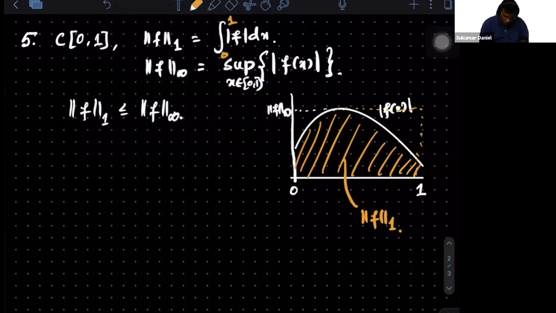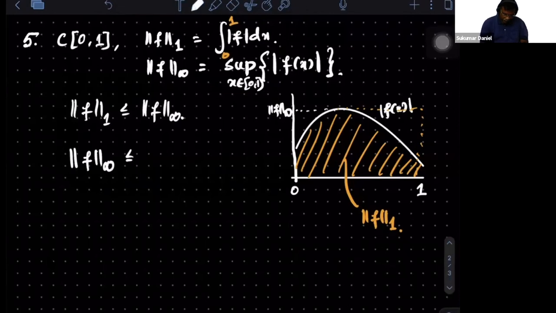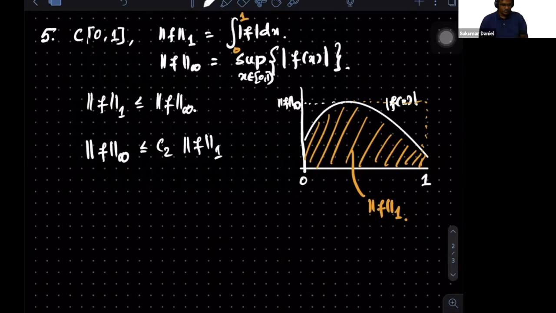So now, what about the other one? I'm clearing it out. So what about the other one? This is a continuous function on the compact set. So the supremum is actually attained. So the maximum of the function, can it be less than or equal to some constant times the integration of the function, is the question.